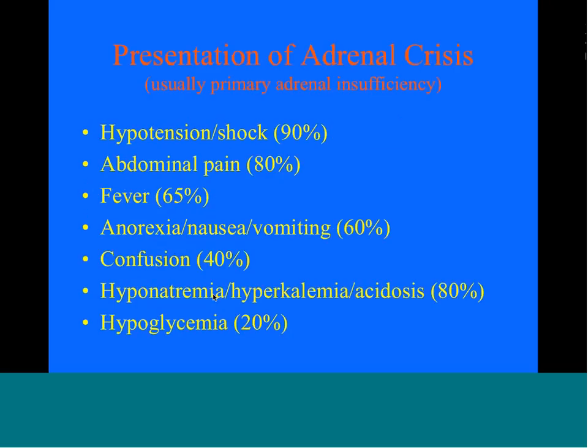Patients with adrenal insufficiency, usually primary adrenal insufficiency, often have low blood pressure, they can have hypertension, they can have shock. Abdominal pain is very common, fever, anorexia, meaning low appetite, nausea or vomiting, confusion, low sodium, high potassium, acidosis, and low blood sugar is rare.